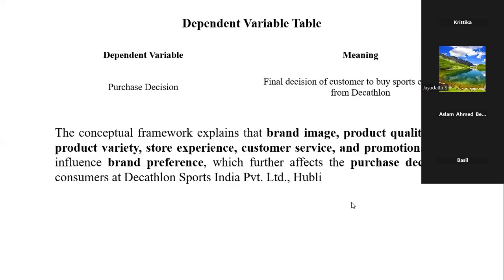So the conceptual framework will definitely try to explain that brand image, product quality, price, product variety, and store experience matter. Product variety also matters. When you want to buy a particular cycle at Decathlon, different types of cycles are available. You have Hero cycles, you have Hercules, you have Ranger cycles. So different types of cycles, and you have BSL SLR cycles also.